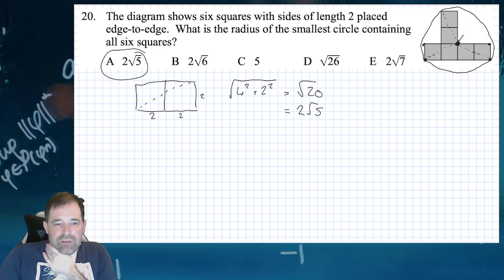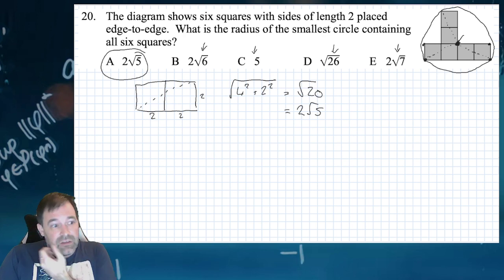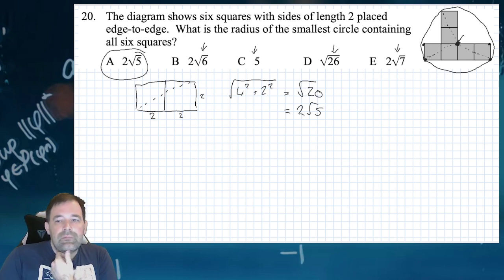I don't see us getting any smaller. That's larger, that's larger, that's larger, and that's larger. Yeah, there's no way. We've got one that works, and of the 5 answers, it's the smallest answer, so I don't think we can get any smaller. It's not a good proof, but it's a proof that says I don't need to keep checking, because I've got the smallest answer on the list.